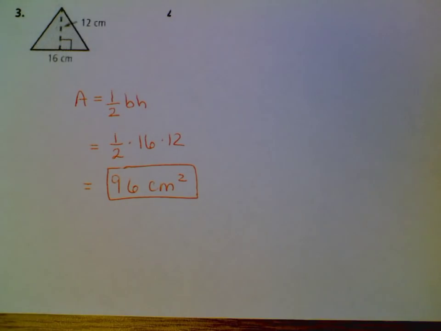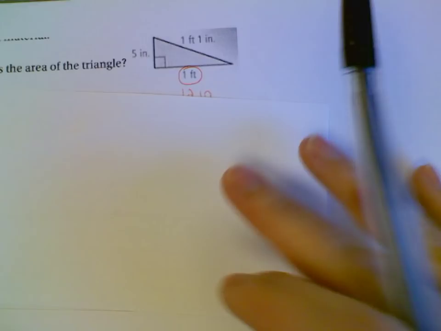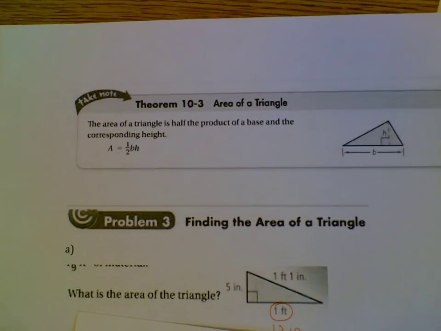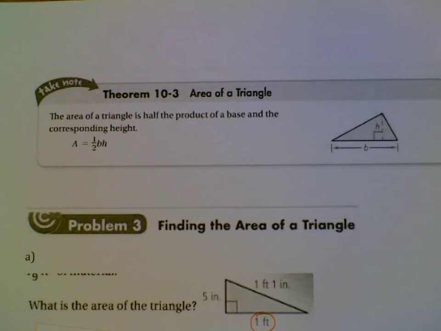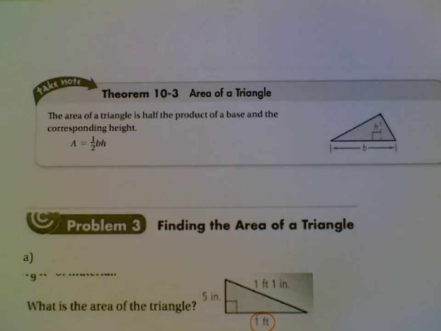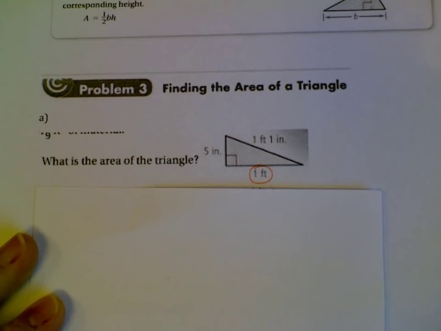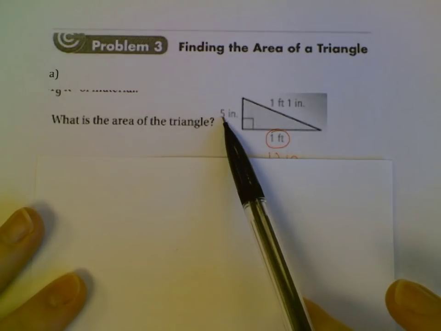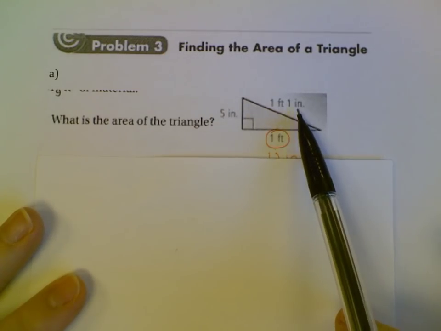Okay, now we're going to switch gears. So now we're going to find the area of a triangle. Area formula for a triangle is 1/2 times base times height. So in this first example, they give you a triangle with 5 inches, 1 foot, 1 foot, 1 inches.